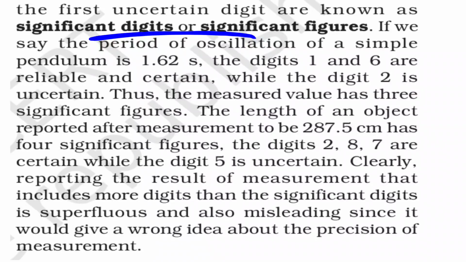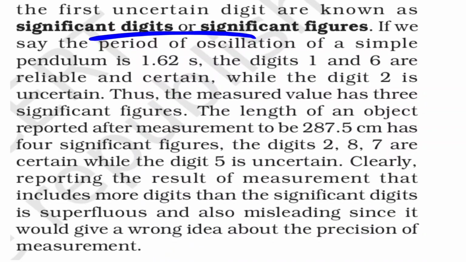If we say the period of oscillation of a simple pendulum is 1.62 seconds, the digits 1 and 6 are reliable and certain, while the digit 2 is uncertain. Thus, the measured value has three significant figures. The length of an object reported after measurement to be 287.5 centimeter has four significant figures. The digits 287 are certain, while the digit 5 is uncertain.